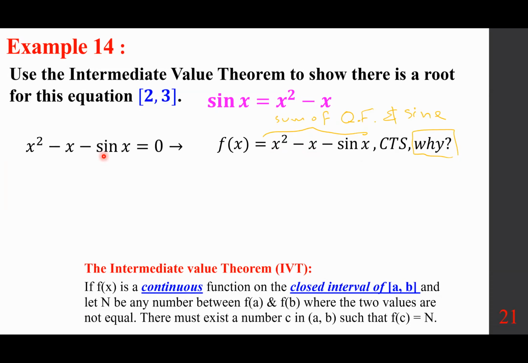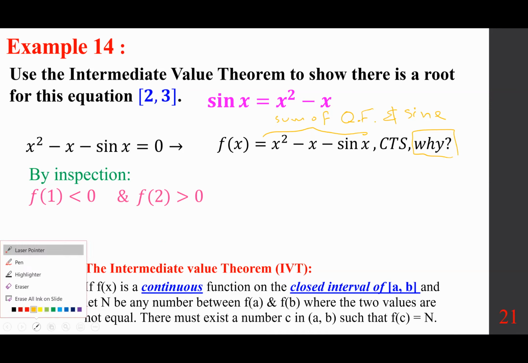at this point, finding the solution for this equation is not easy, and it's done by inspection. So for example, if we plug in 1, we get a negative value. Let me make sure everybody understands why. And if we plug in 2, we get a positive value. So I'll show you both cases.